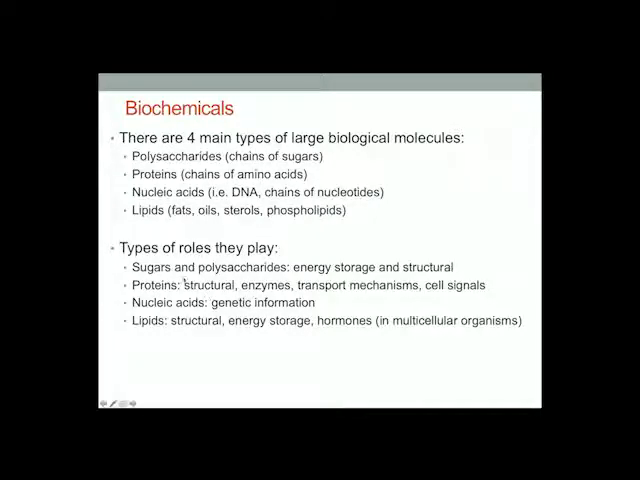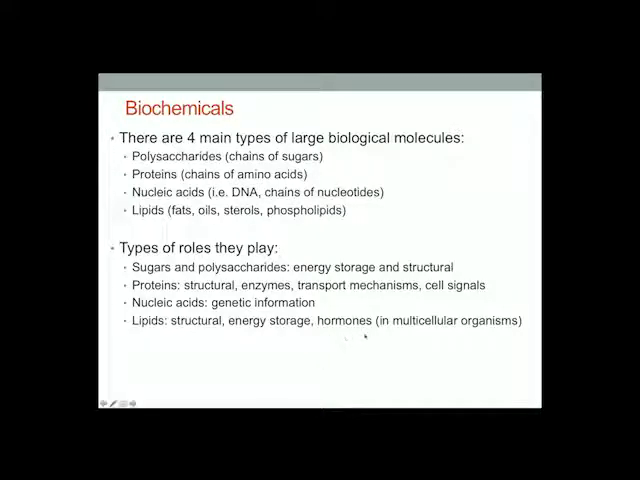Lipids also have primarily a structural role, as well as important roles in energy storage and in sending cell signals as hormones. Some of the other signaling molecules include, for instance, testosterone or estrogen in humans, not in microorganisms, but hormones are made as steroids, which are a type of lipid.